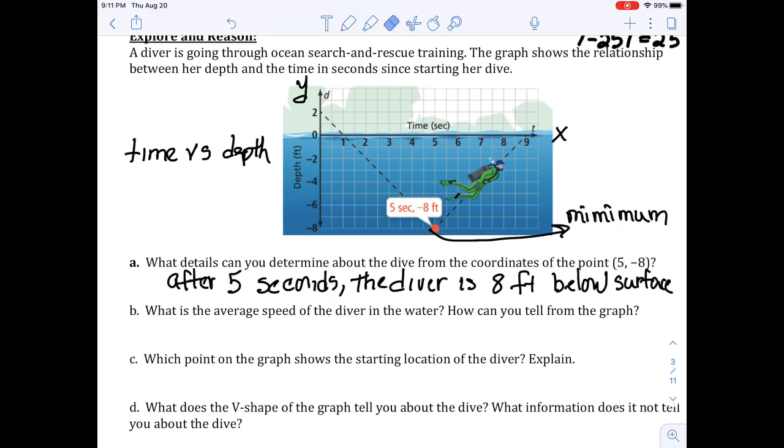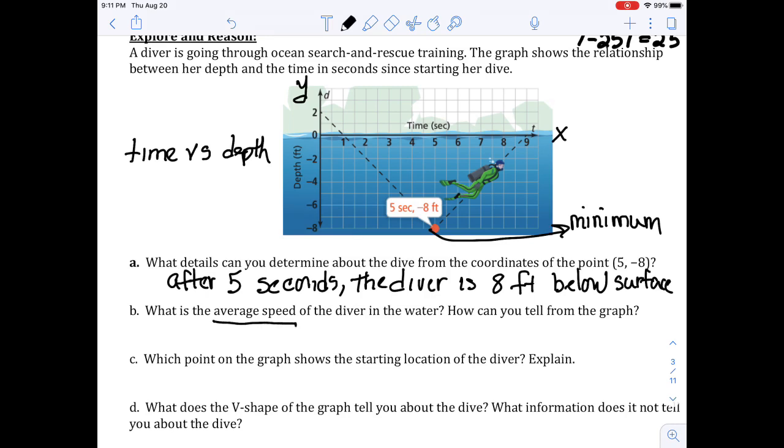Oh, minimum. Let's try to spell right, Mrs. Snyder here. Get rid of that, and we're going to spell it again. Minimum. Okay, so minimum point on the graph.